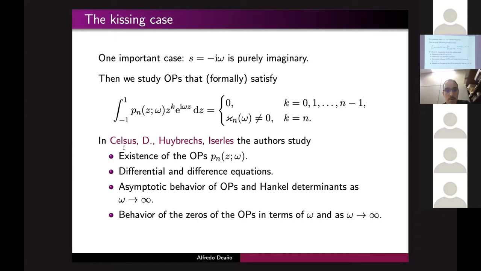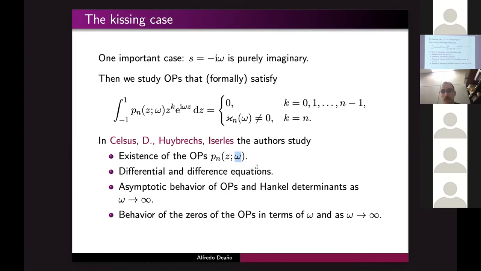In this paper, which was with Andrew Celsus, Dan Herbrechts and Arno Kuijlaars, the one that stayed in arXiv for a long time, we analyzed the existence of the family of orthogonal polynomials. So this was missing in the original version of the paper. And we found that there's an interesting difference between even and odd degrees of the polynomial. The polynomials of even degree always exist. There is no problem with them, although it could break down, but it doesn't. And the polynomials of odd degree have problems at a certain sequence of values of omega, which we call kissing points, for a reason that I'll show you in a picture in a moment.